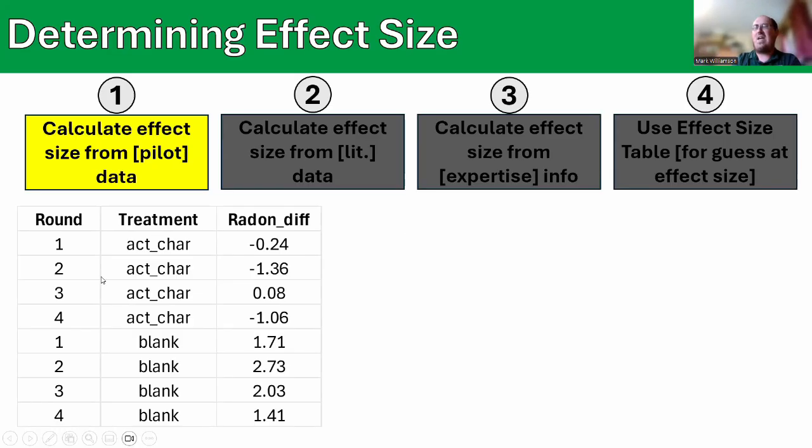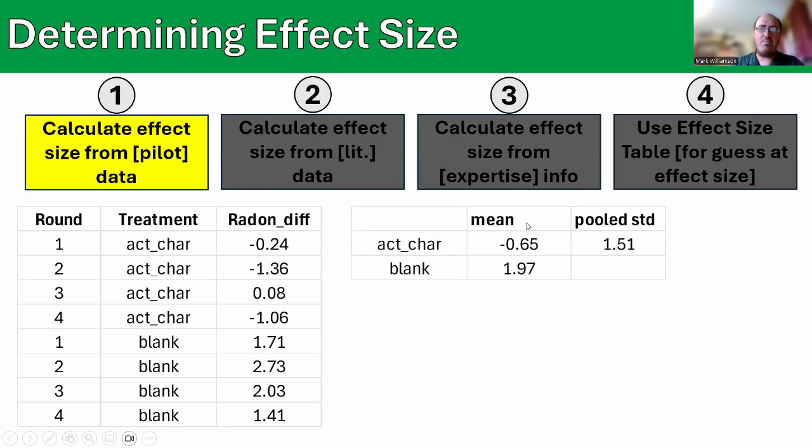For all my simple tests, I had a treatment which was activated charcoal, which actually absorbs radon. It makes it go down. And then I had a blank, so I did nothing. And I have the differences in radon before and after my treatment. So if it's negative, that means the radon went down. If it's positive, it meant it went up. And so I have this raw data. It's a very small pilot set, just 4 samples each.